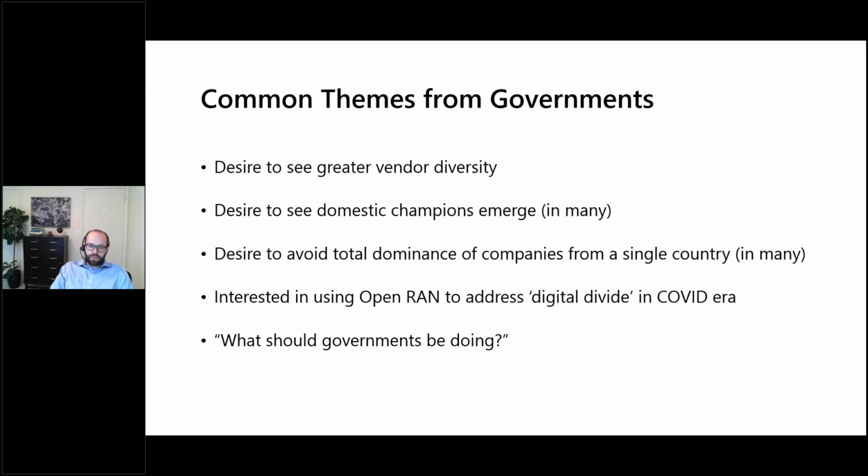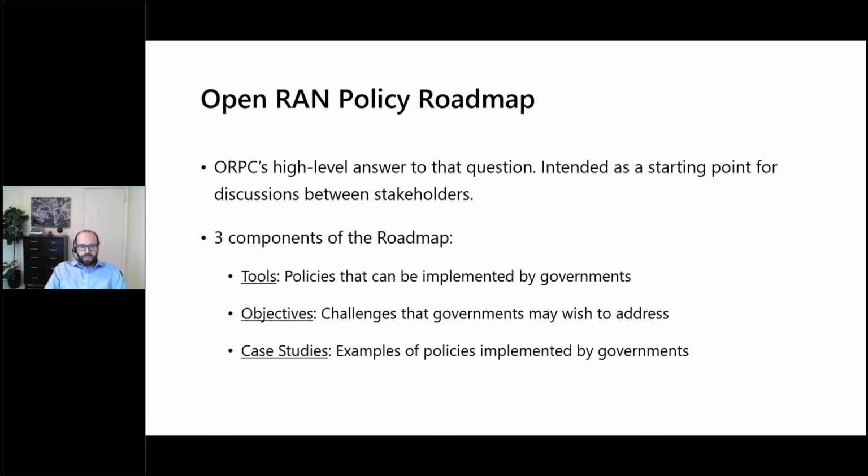Final question is, what should we as governments be doing? And if we can move to the next slide, this is the purpose of the Open RAN policy roadmap. It's our high-level answer to that question, and it's intended as a starting point for discussions among stakeholders, government, industry, consumers, and so on. It is not intended to answer the question on behalf of every government.